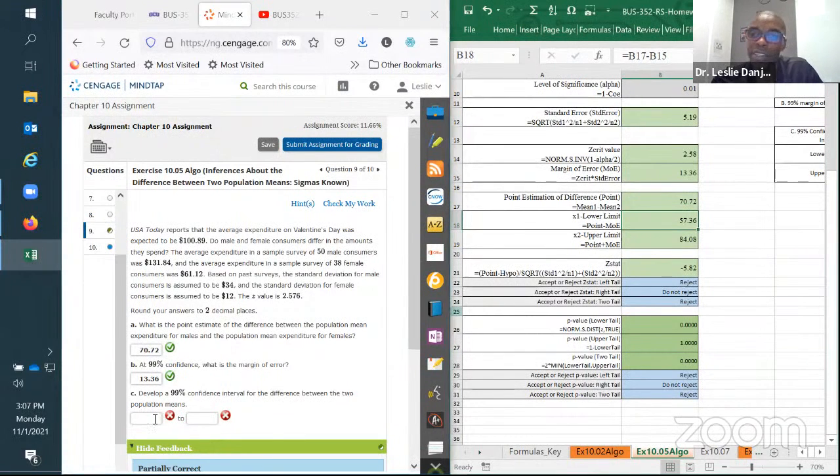All right, so here are your lower and upper limits and the population mean. Everything here is two decimal places. Plug in your numbers, check your work, and you should be good to go.